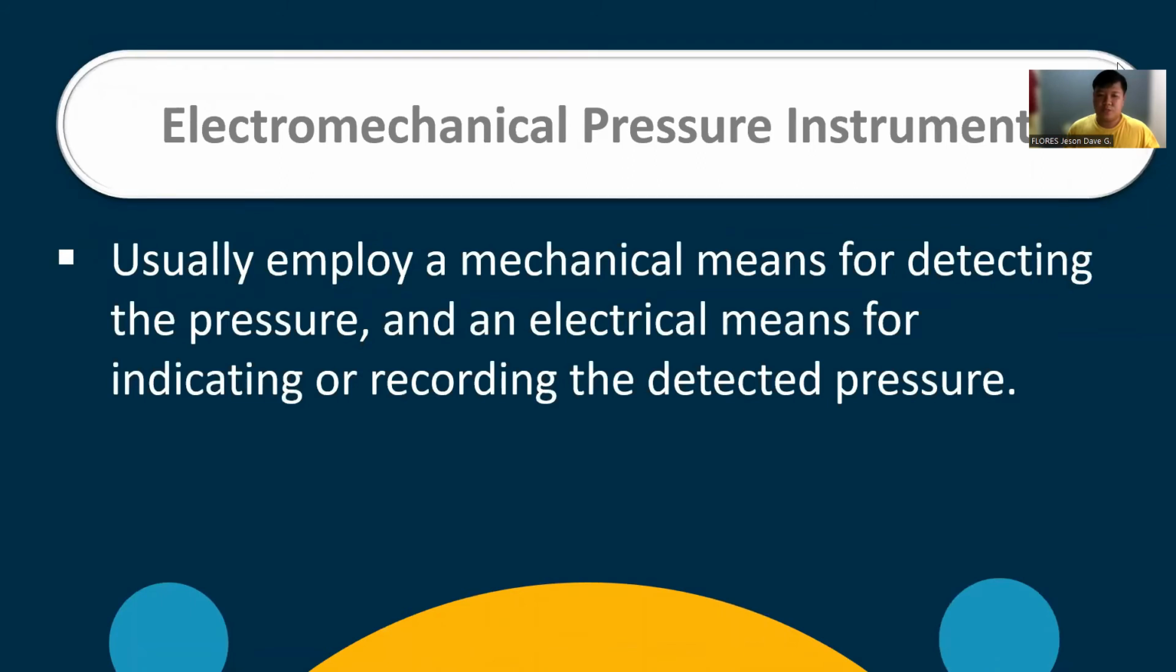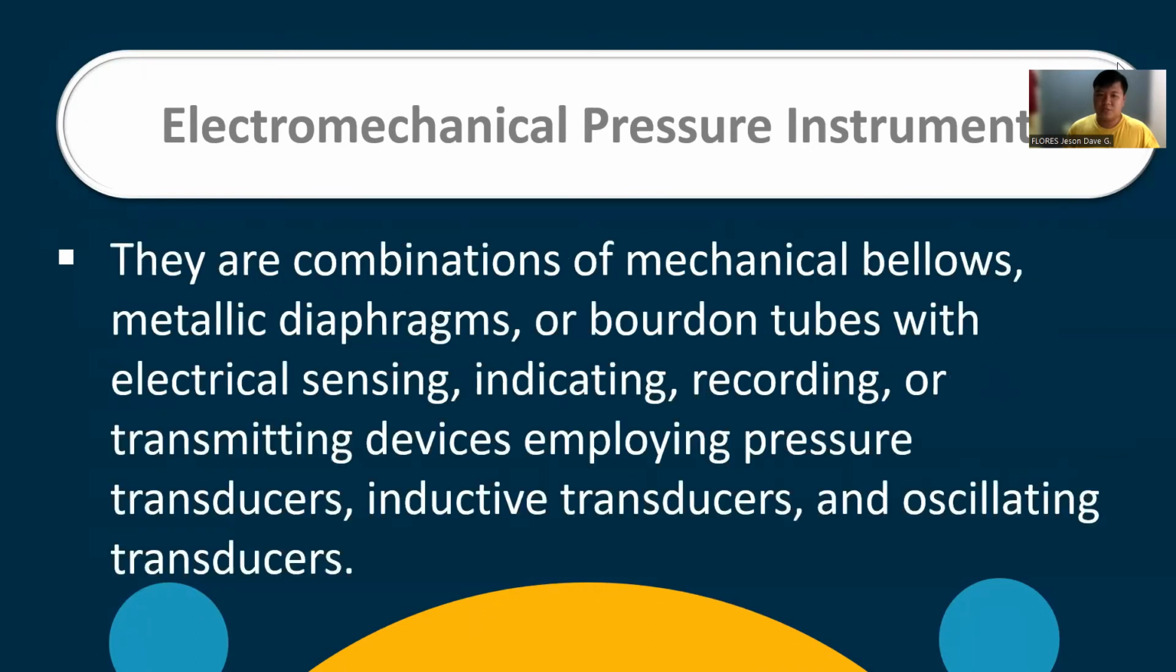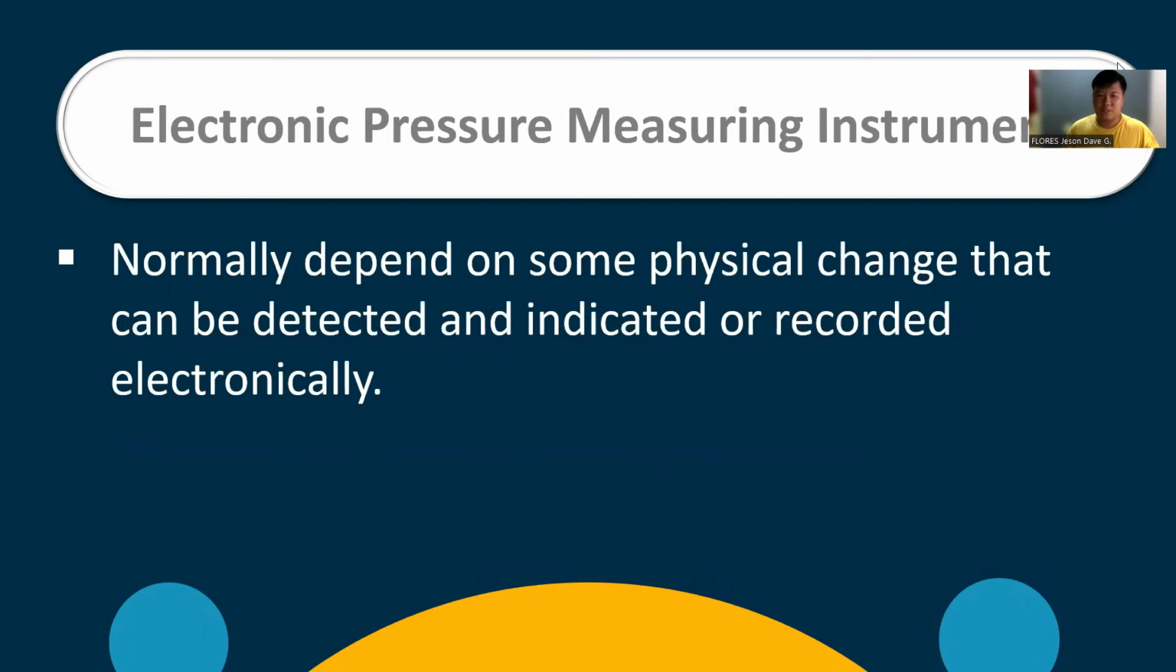Electromechanical pressure instruments usually employ a mechanical means for detecting the pressure, and an electrical means for indicating or recording the detected pressure. There is a combination of mechanical bellows, metallic diaphragm, or Bourdon tubes with electrical sensing, indicating, recording, or transmitting devices employing a pressure transducer, inductance transducer, and oscillating transducer. This normally depends on some physical change that can be detected, indicated, or recorded electronically.